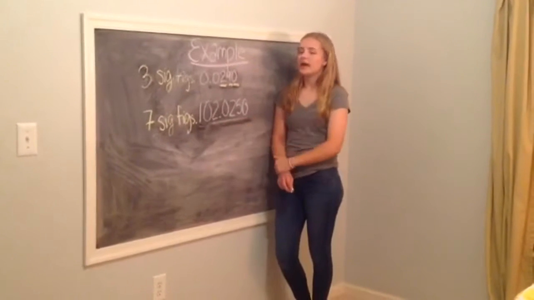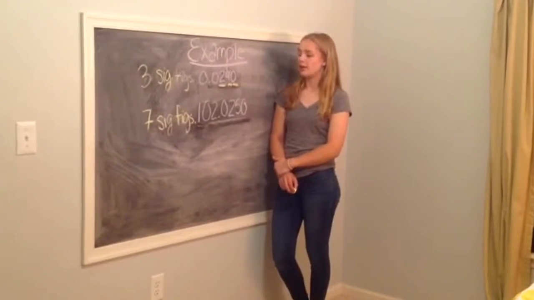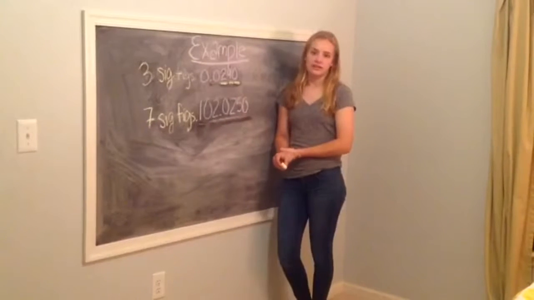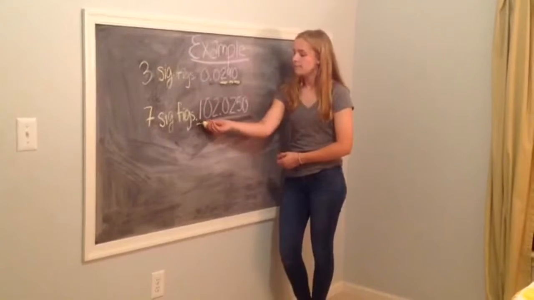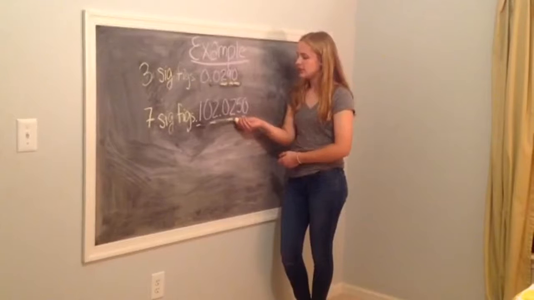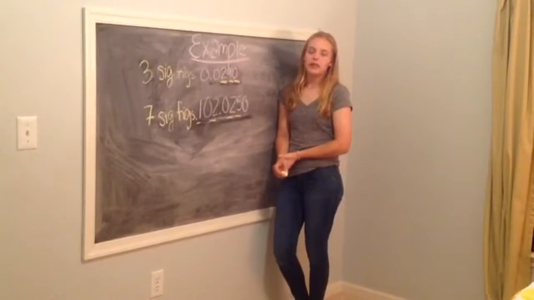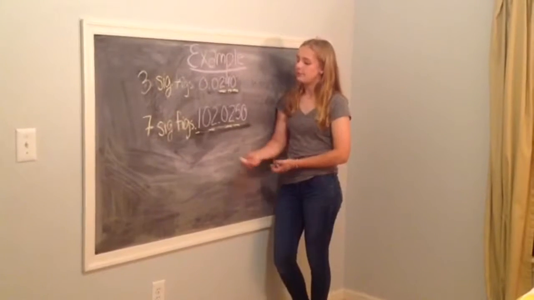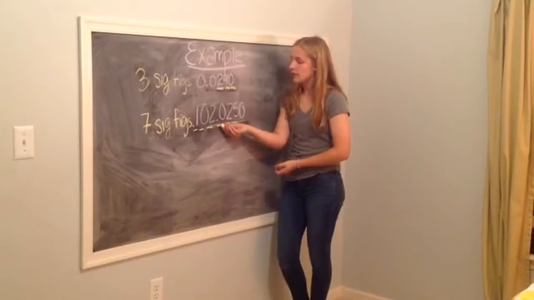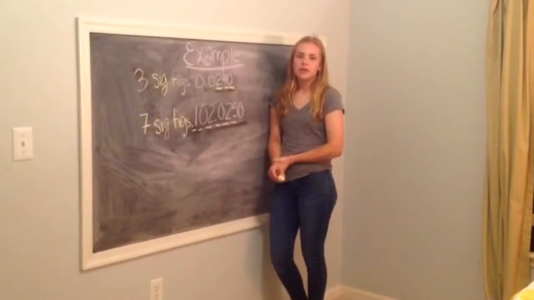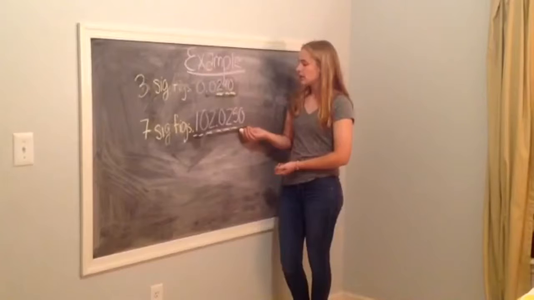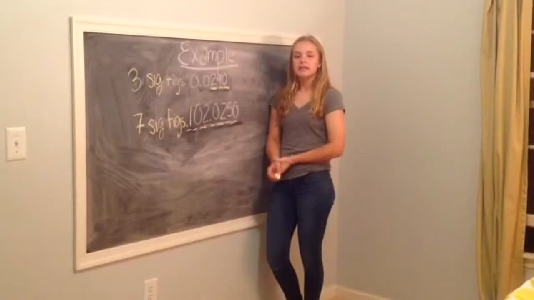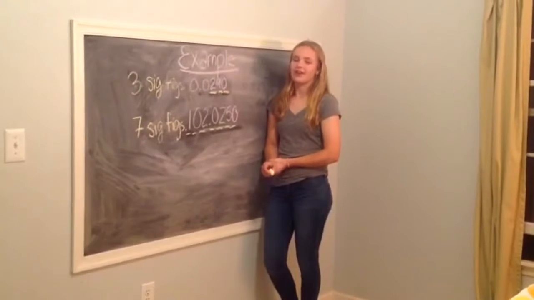The second number has 7 digits and 7 significant figures. All of these digits are significant. The 1, the 2, the second 2, and the 5 are significant because they're digits between 1 and 9. The first two zeros are both significant because they're in between other significant digits. The last 0 is significant because it's trailing a significant figure after a decimal point.